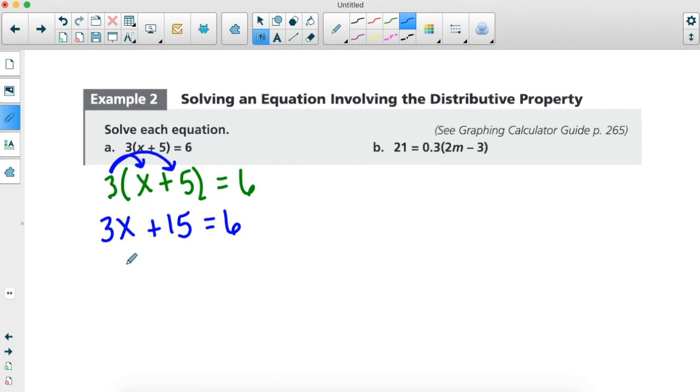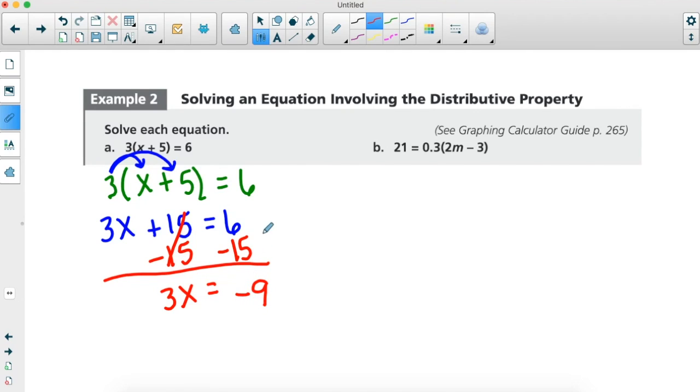Okay, so now I'm going to simplify by moving the 15 to the other side. So to do that, I'm going to subtract 15 from both sides. The 15s cancel out, and I end up with 3x equals 6 minus 15, which is negative 9. Since the signs are different, you subtract and keep the sign of the larger absolute value, which is that 15.